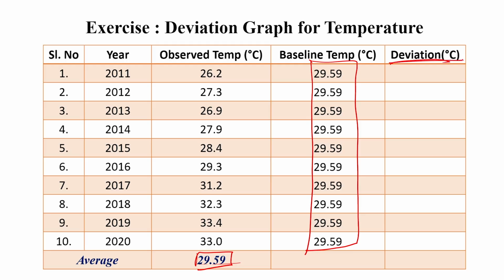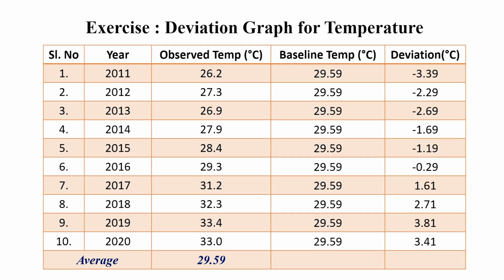Now, to calculate the deviation, we have to do observed minus baseline. Here in year 1 the observed value is 26.2. So, 26.2 minus 29.59. In the same way, for year 2, 27.53 minus 29.59. With all the observed values, we will subtract 29.59. Once we have done that, we get the deviation values.